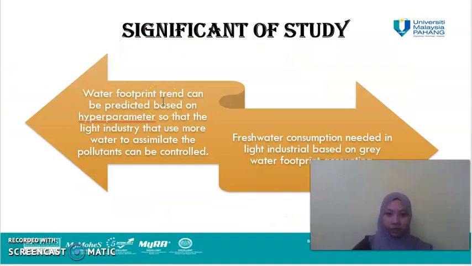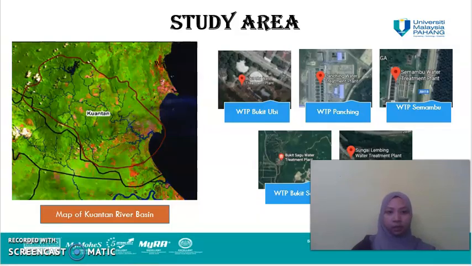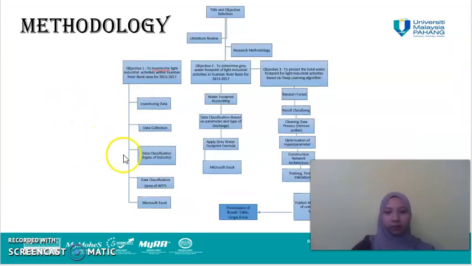The significance of my study is that water footprint trend can be predicted based on hyperparameter, and the light industry that uses more water to assimilate the pollutant can be controlled. Next, this is the literature review of my study from 2010 to 2019. Next, this is the study area, five water treatment plants involved, and this is the methodology. I will explain in detail in the next slide.